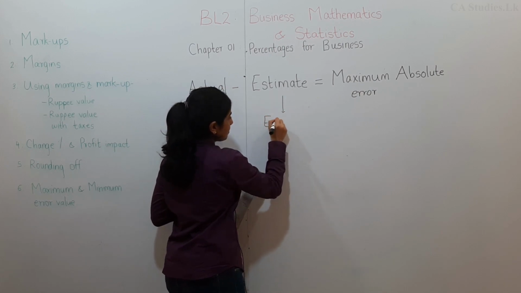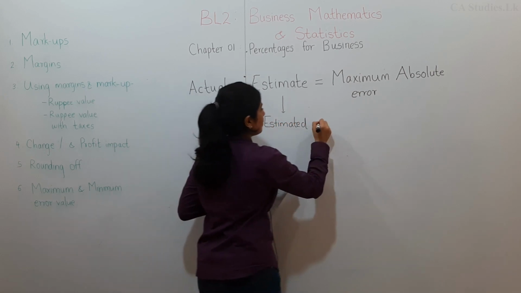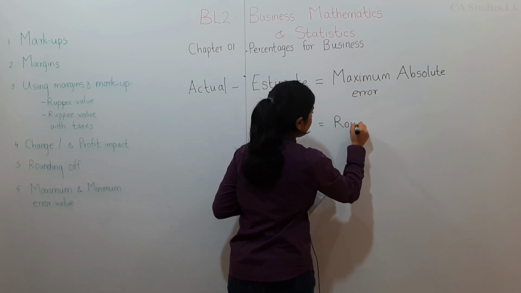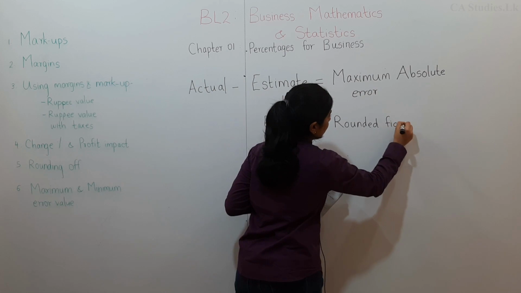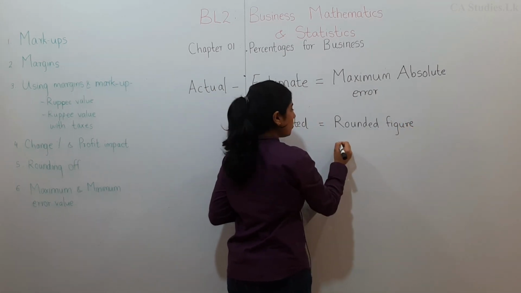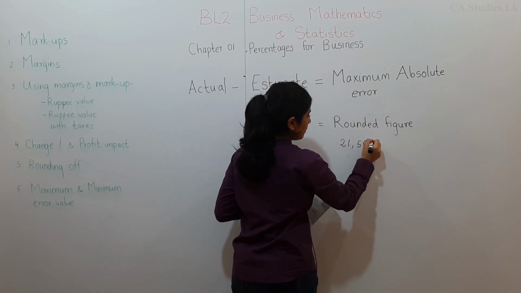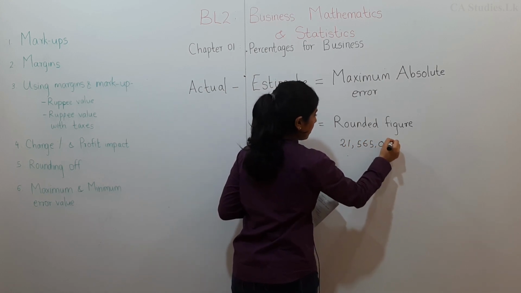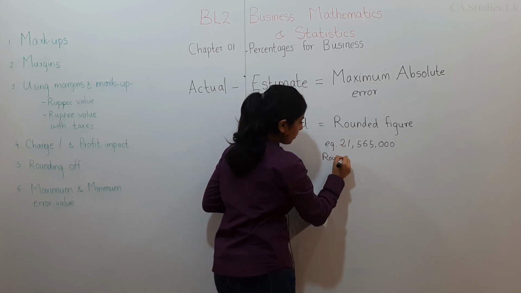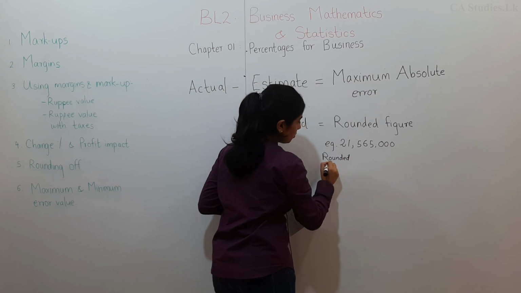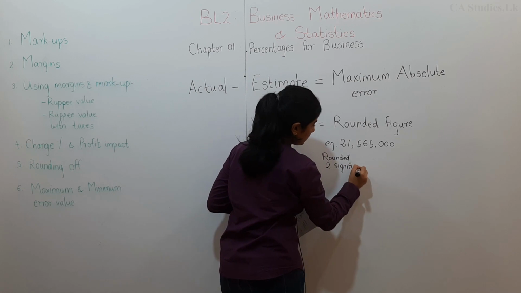Now what is the estimated figure? Estimate means the rounded figure. Rounded figure means what? For example, 21,565,000 rounded to 2 significant figures. Then how much is the figure?